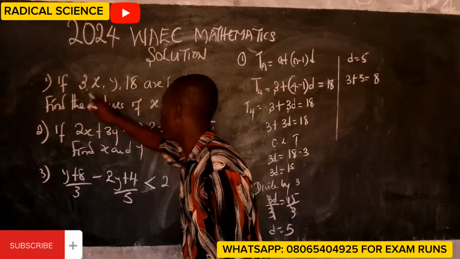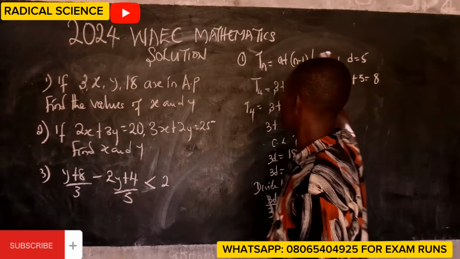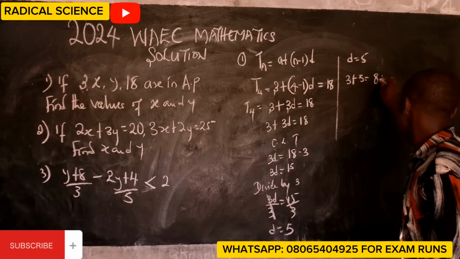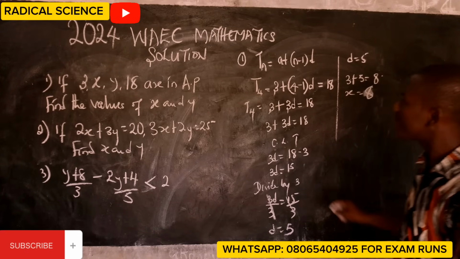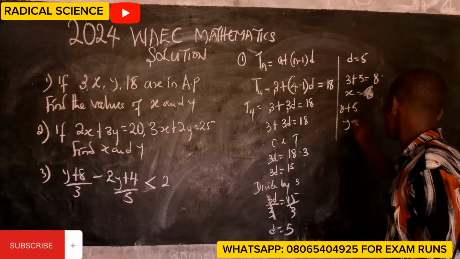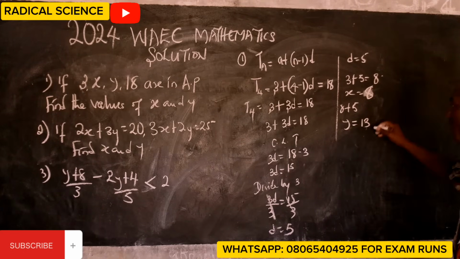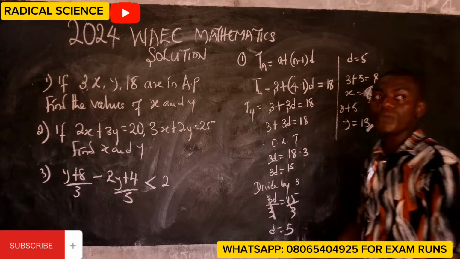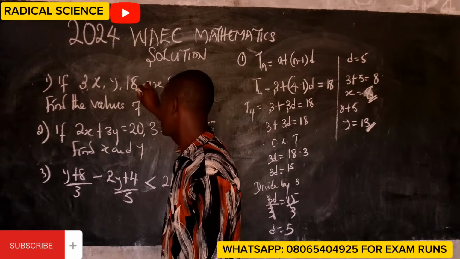And I will also add 5 to this. 8 plus 5 will give me that the value of y is 13. That means 8 plus 5 is 13. Hence, the value of x is 8 and the value of y is what? 13. If you add 5 to 13, it will give you the next value, which is what?